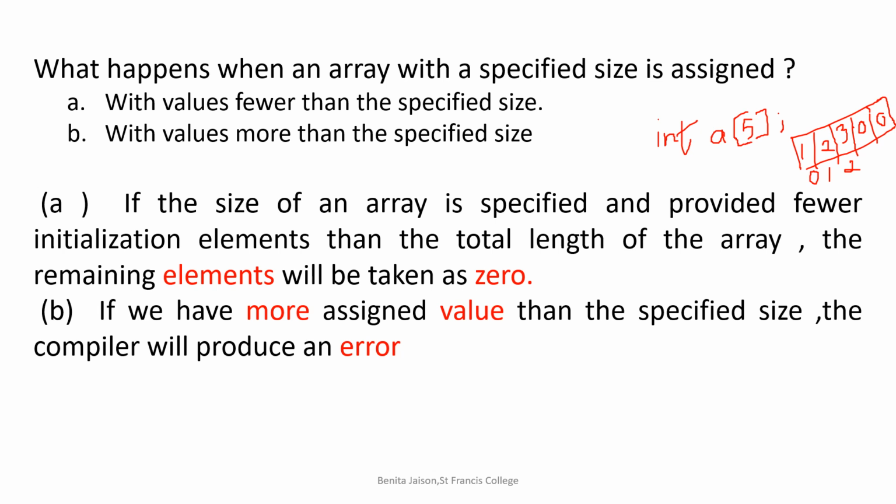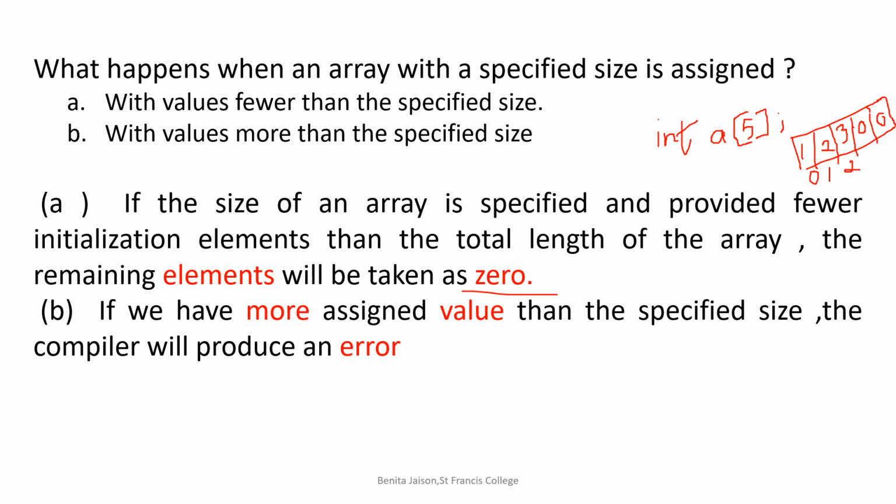So this is the first part, that is if the size of the array is specified and it is initialized only with a lesser number of elements, what will happen? The remaining elements will be taken as 0.